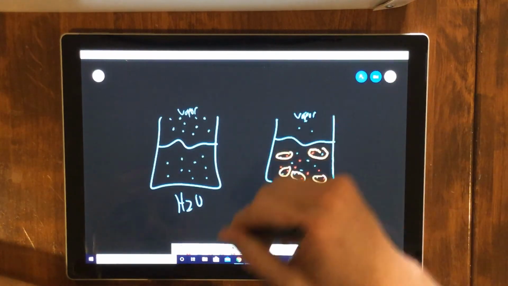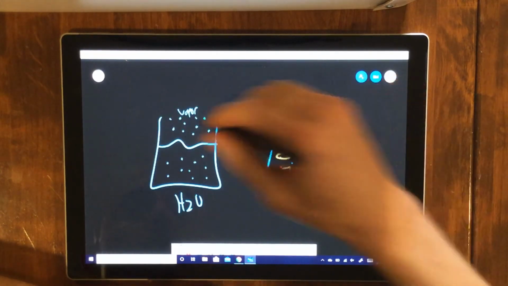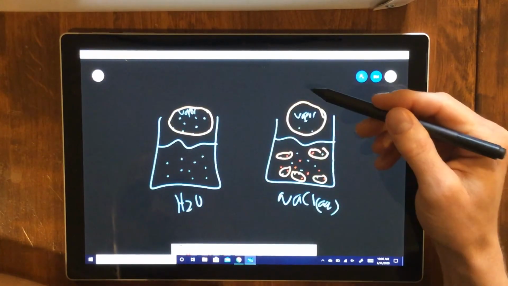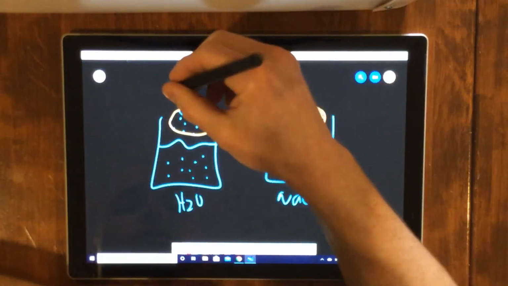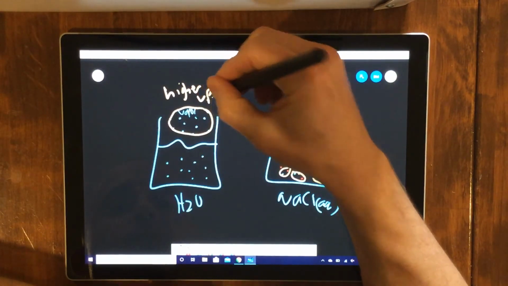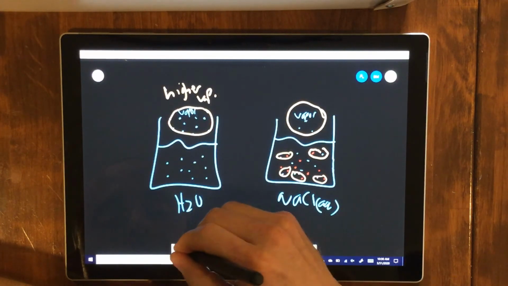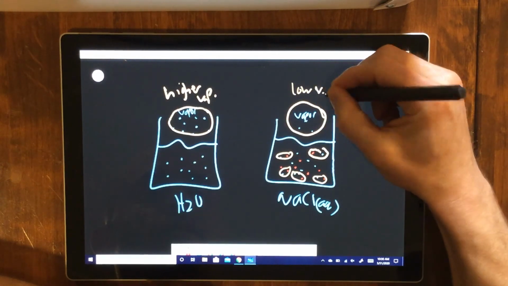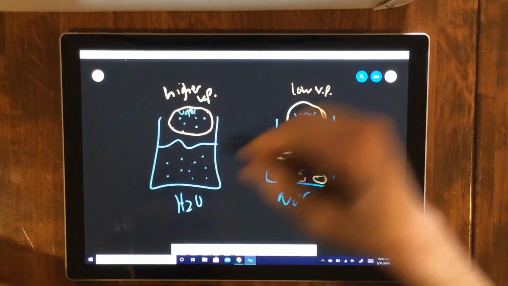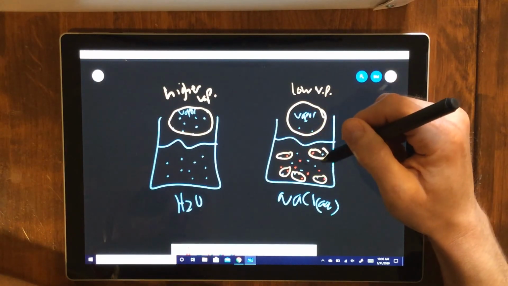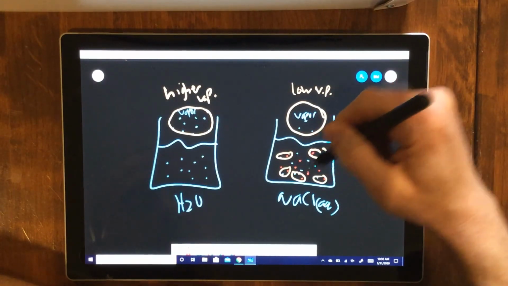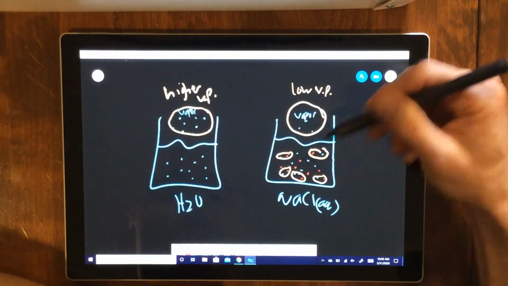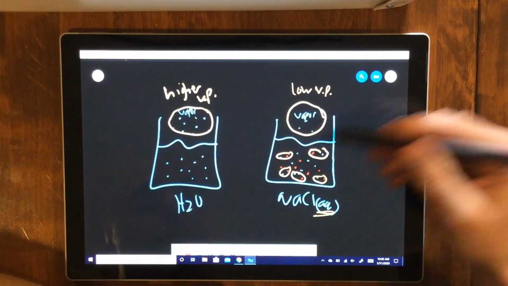So if we measure the pressure up here and the pressure up here, which is vapor particles bouncing around and colliding, that creates vapor pressure. There's going to be way more vapor pressure here, so higher vapor pressure here and lower vapor pressure here. So add a solute, vapor pressure goes down. There's less vapor because there's forces keeping it down. Why would the water want to evaporate? It would rather be attracted to salt. That's the whole point. That's why it forms a solution. They are attracted to each other.